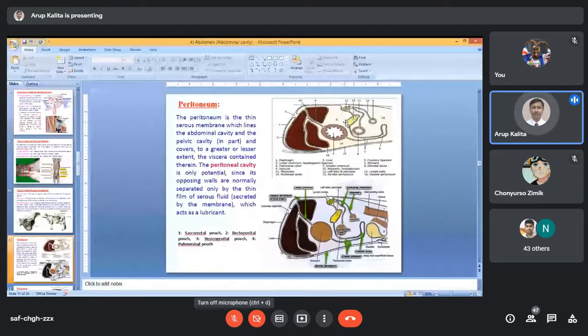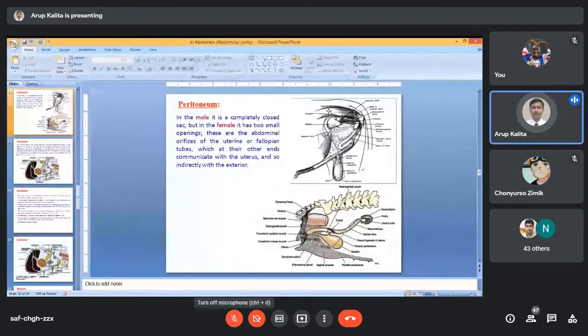Now in case of the male, it is a closed sac. So the abdominal cavity is a completely closed sac in the male animal. But in the female, it is not closed. So remember, the abdominal cavity is a closed sac in the male, but open in the female. Why is it open in the female? Because you see, this is the abdomen, here is the ovary, this is the fallopian tube. The ovary and the fallopian tube are present in the abdominal cavity.